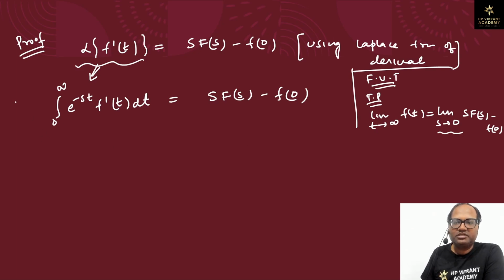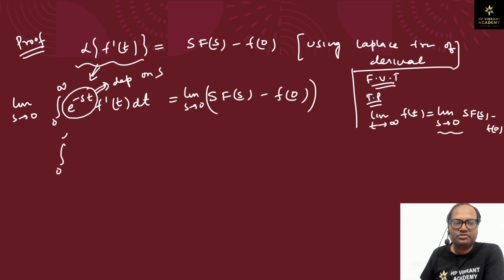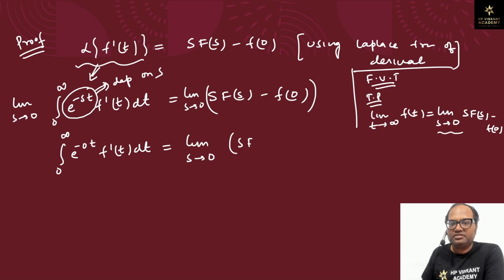Let us apply the limit on both sides: limit s tends to 0. Okay, so here in this particular expression only e to the power minus st is dependent on s. The rest of the term, that is f dash t, is not dependent on this. Let us put the value of s as 0. So this is nothing but the integral from 0 to infinity of e to the power minus 0t f dash t dt, equal to limit s tends to 0 sF(s) minus f(0). Okay, so now e to the power 0 is nothing but 1, so we can erase this.